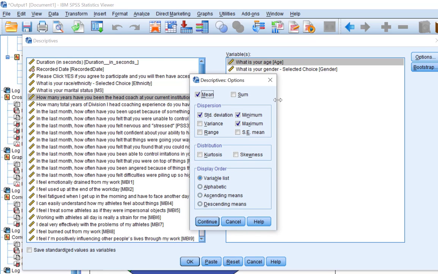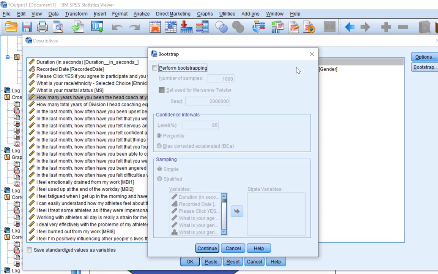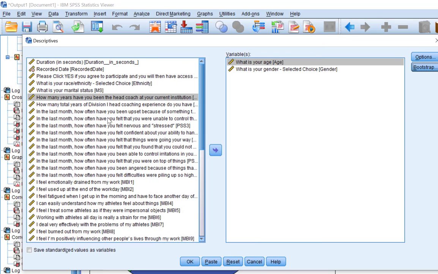Make a graph. No. Oh, bootstrap isn't for the point. I want bootstrap. Sweet. I want bootstrap. I don't know what that is.